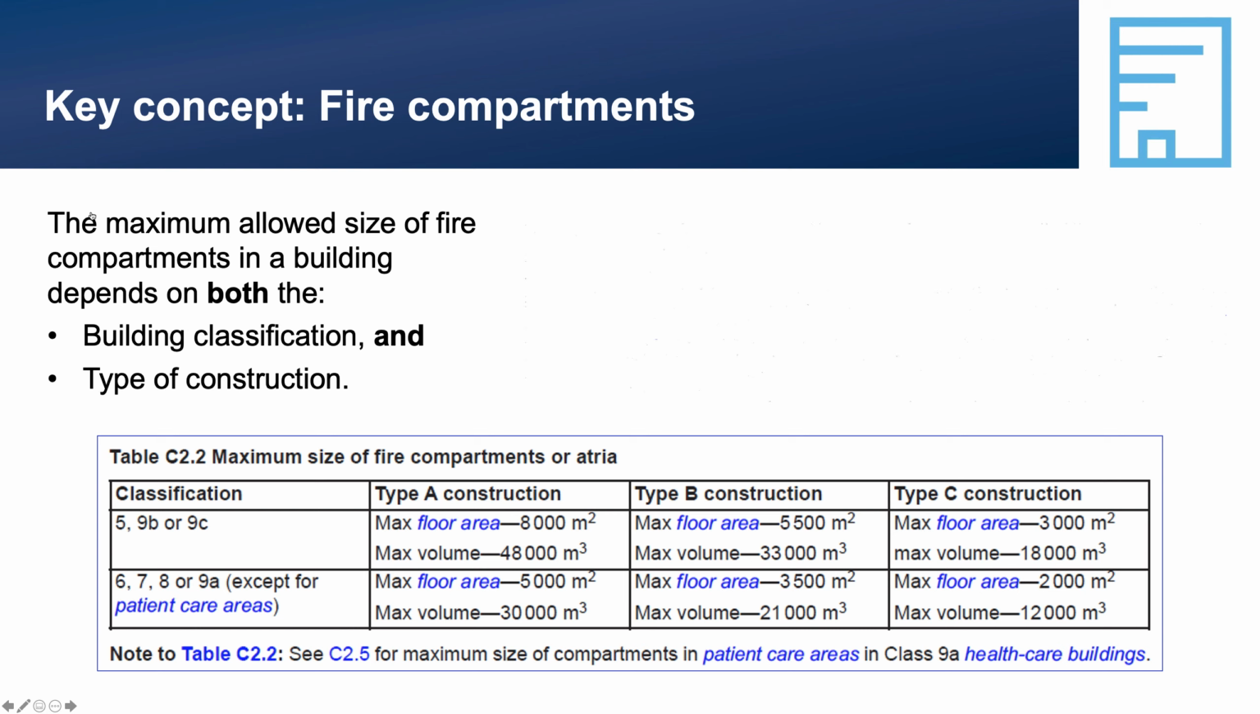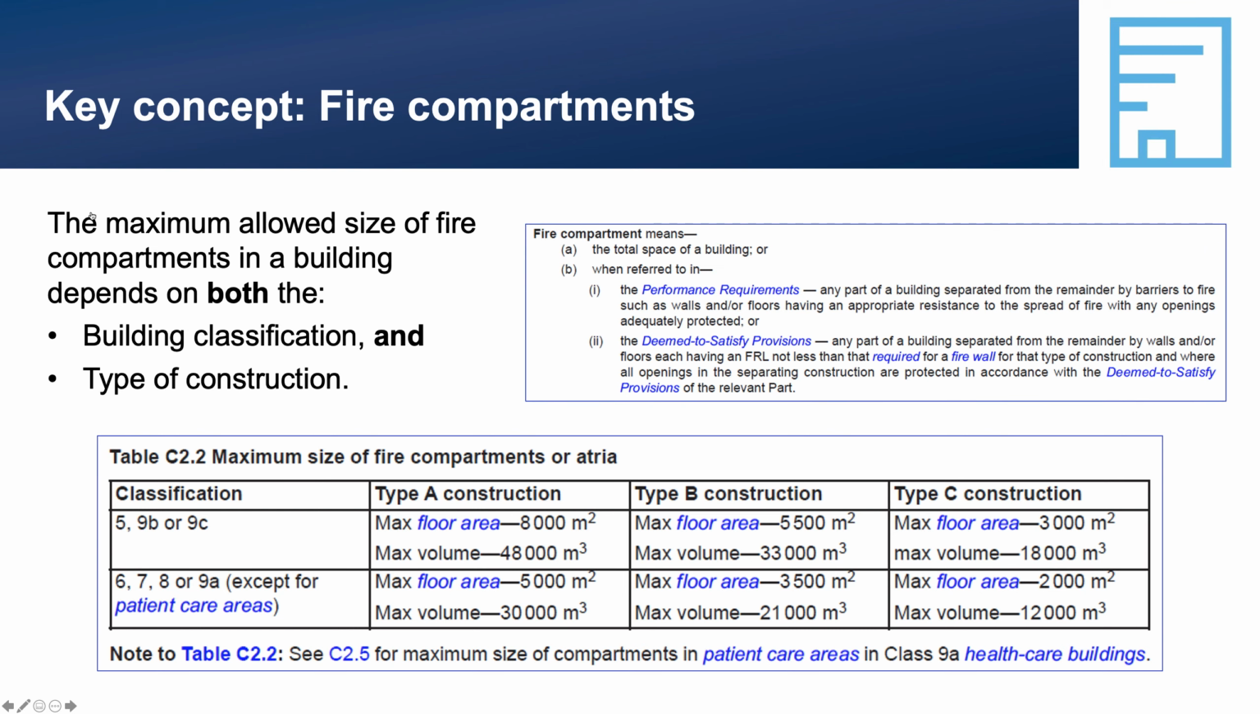The third key concept to understand is fire compartments. As per the NCC definition shown here, a fire compartment is essentially a space within a building that is bound by walls, a floor and ceiling with fire-resistant properties appropriate to its type of construction and building classification. The maximum floor area of fire compartments required for a building depends on a combination of the building classification and the type of construction, which we looked at earlier.